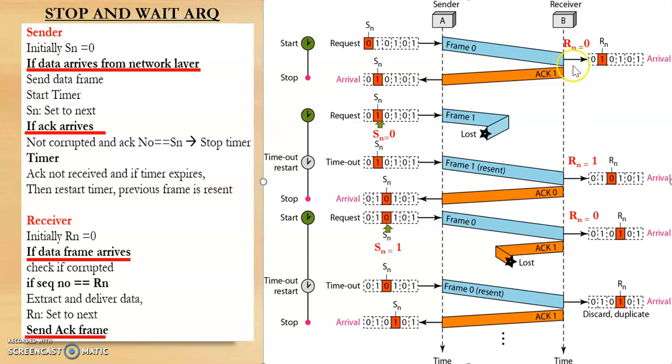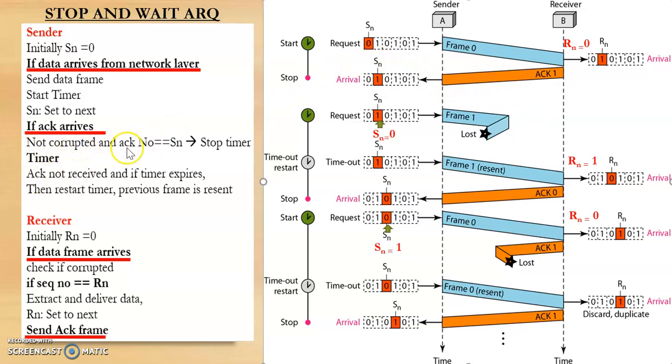So after that, the receiver sends an acknowledgement for the expected frame. After receiving frame 0, it is expecting frame 1, so it will send an acknowledgement frame with acknowledgement number as 1. Basically, the receiver is informing the sender that it has received frame 0 and next it wants frame number 1.